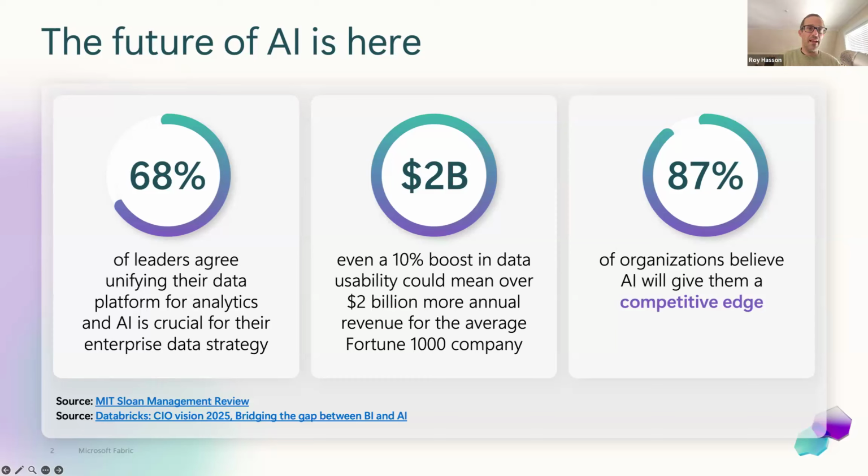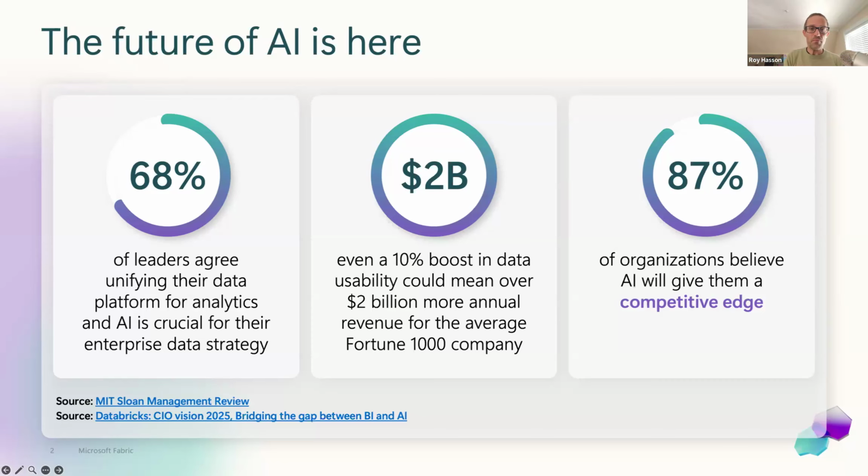They realize that they can't have silos, they can't have data scattered everywhere. Putting it in a single place to make it accessible is really, really important. And even a small percentage, like a 10% bump in the usability and accessibility of the data, can deliver much higher revenues, which is a really big deal. And this is really why we built Microsoft Fabric.